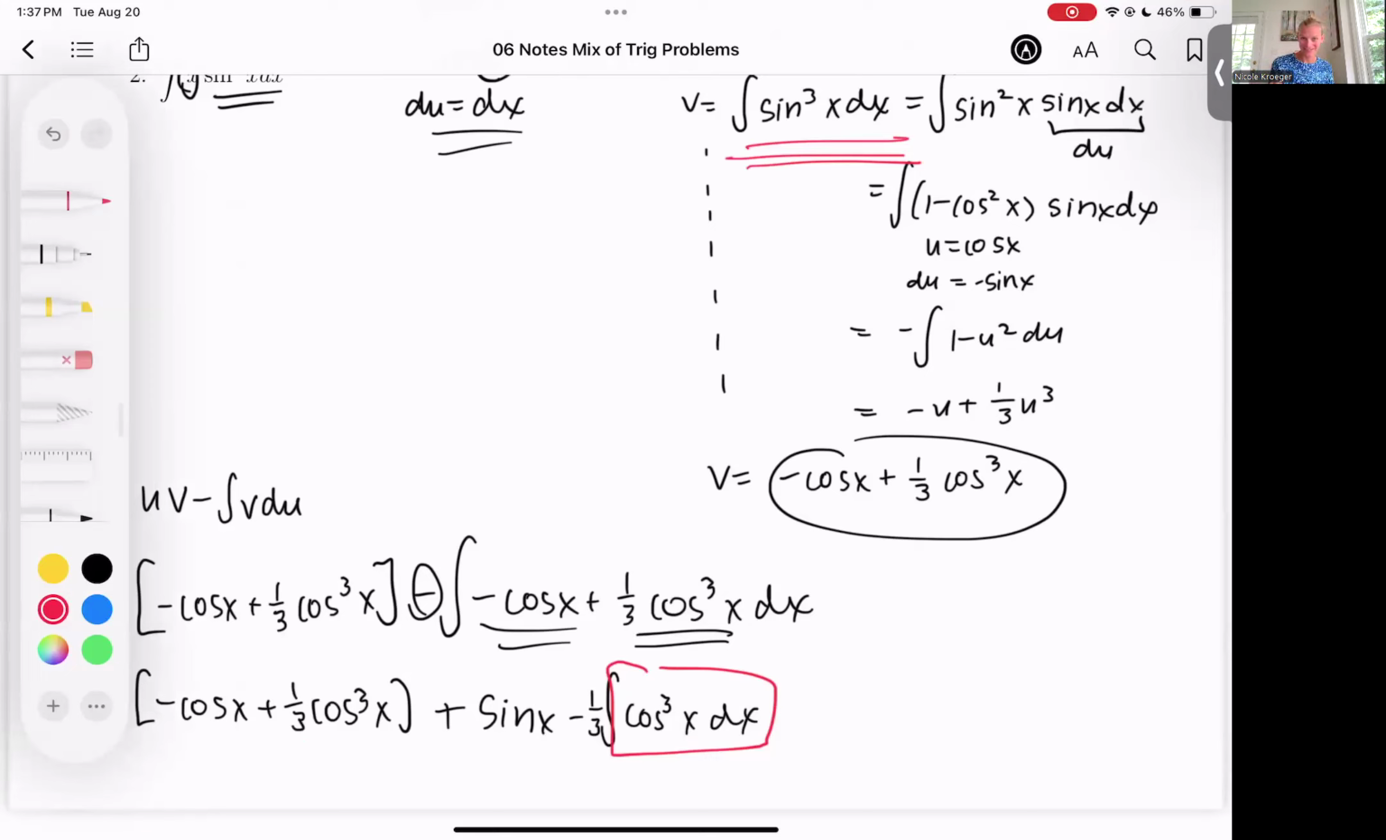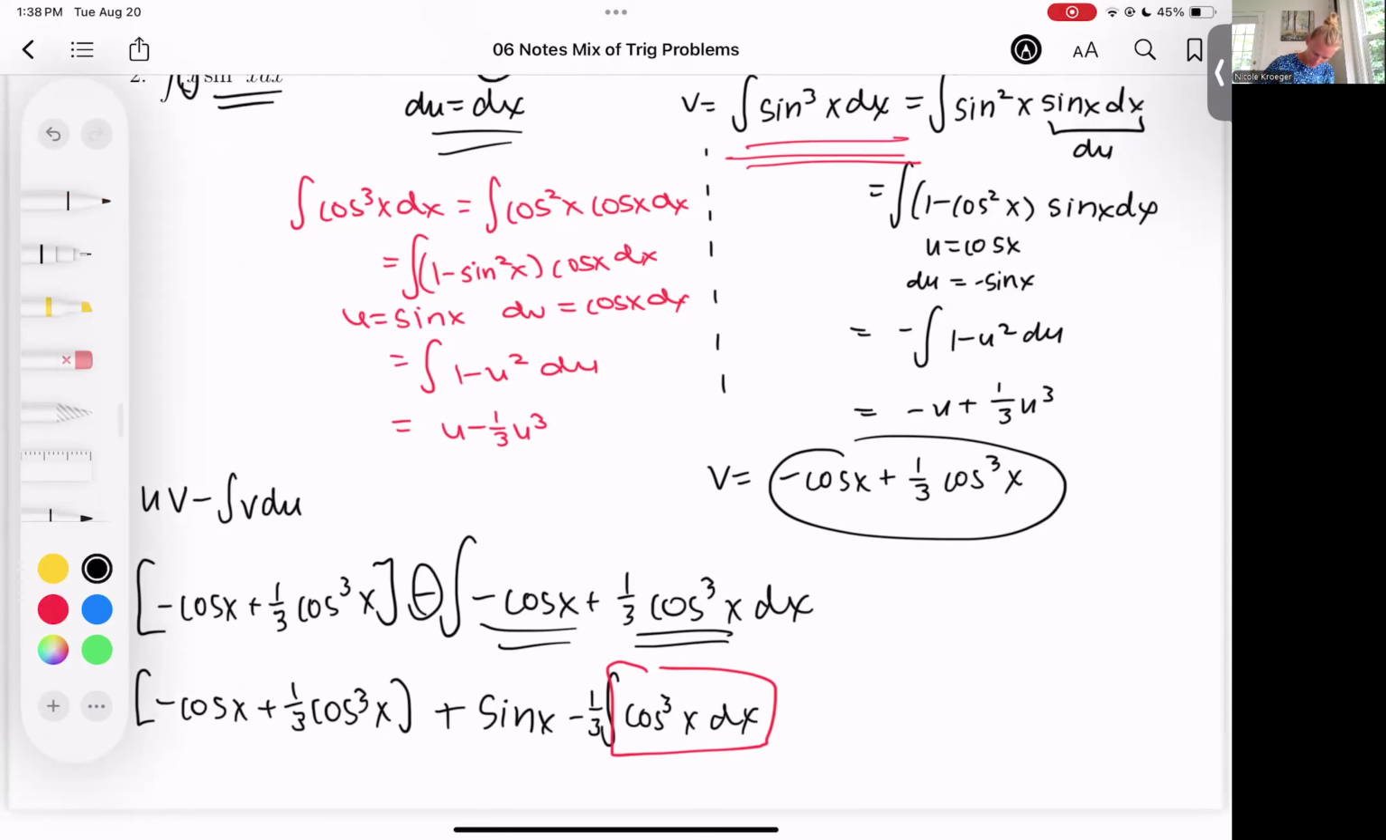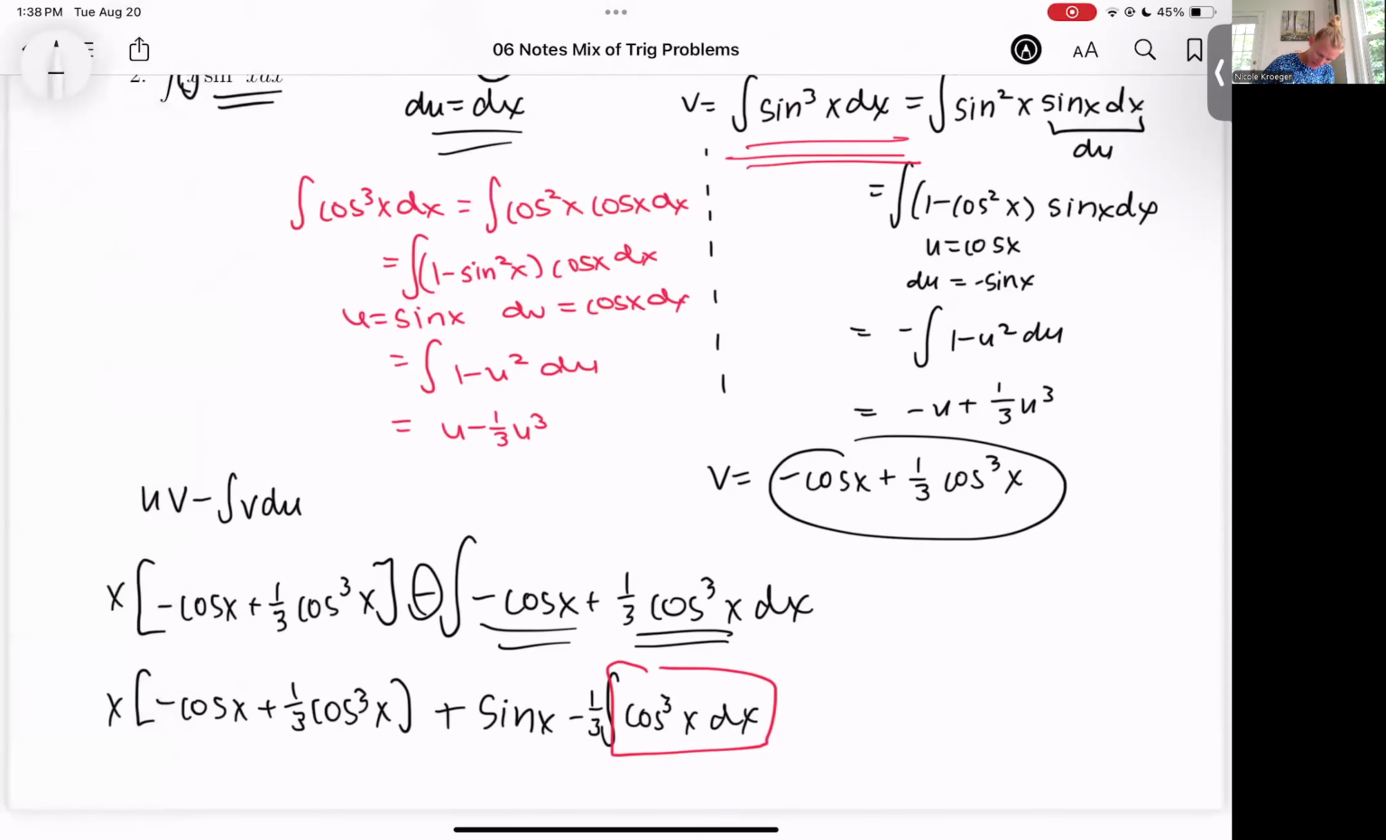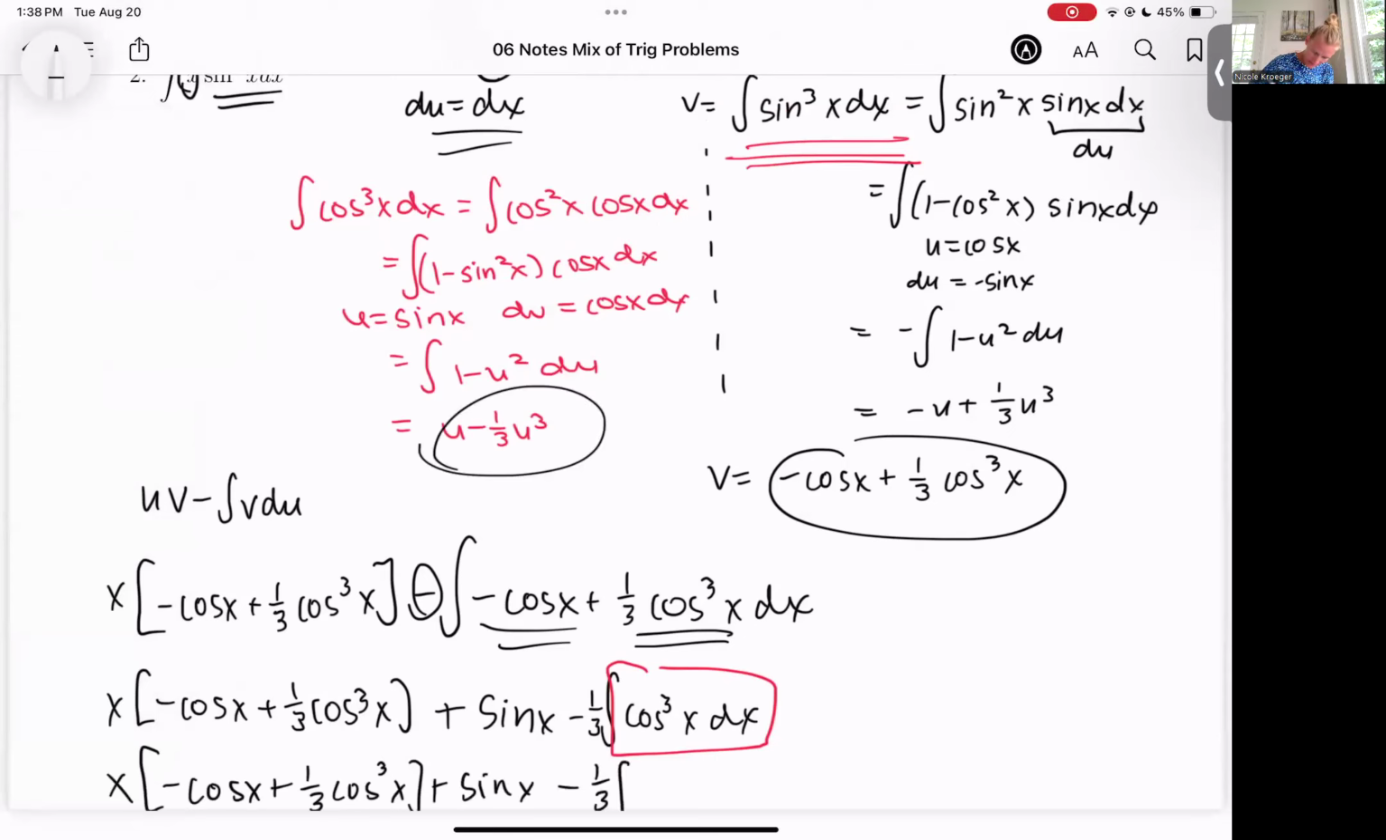Okay, so if we rewrite all of this, we have x times negative cosine x plus 1/3 cosine cubed of x, plus sine of x, minus 1/3 times all of this. My u was sine. So sine x minus 1/3 sine cubed x, all plus C. Whew. Okay, so that one was a lot, right?